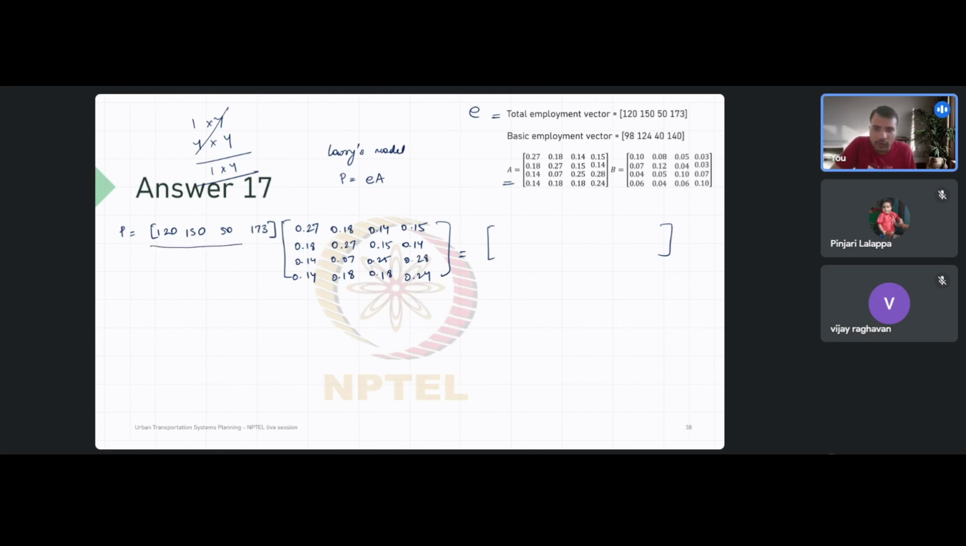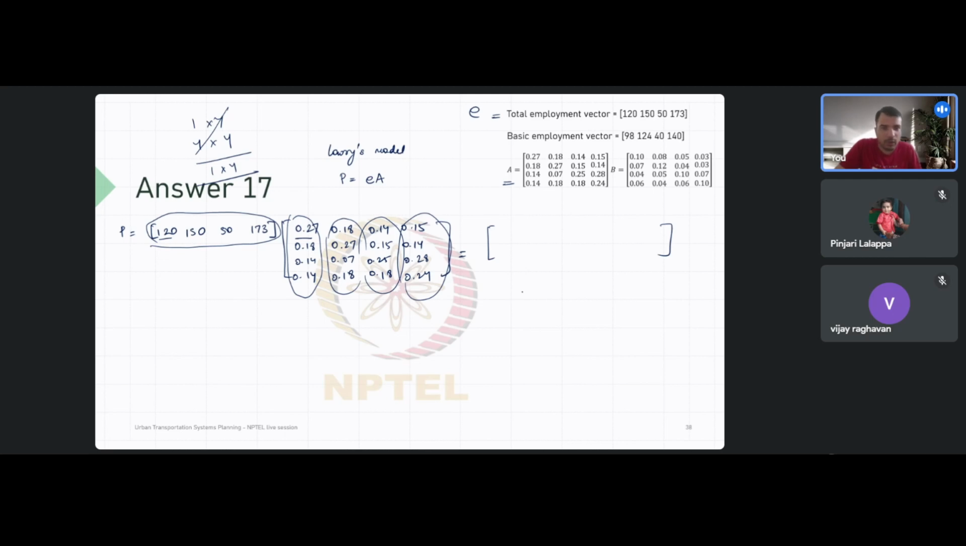So how will we do it? We'll first take this whole matrix, take the product with column 1, then with column 2, column 3, column 4. So first element with first element, second with second, third with third, fourth with fourth, and then we'll add everything. I'll not show the full calculation here because there's not enough space. So 120 into 0.27 plus 150 into 0.18, 50 into 0.14, and 173 into 0.14.